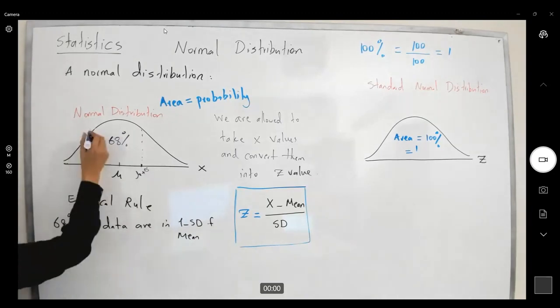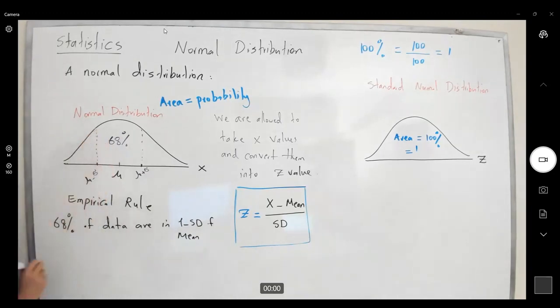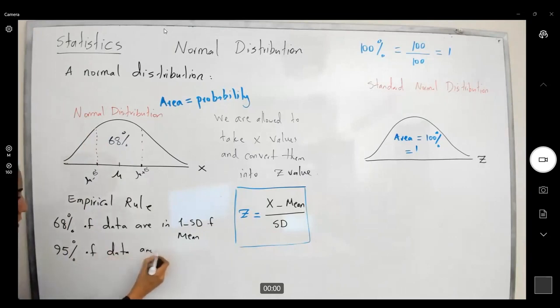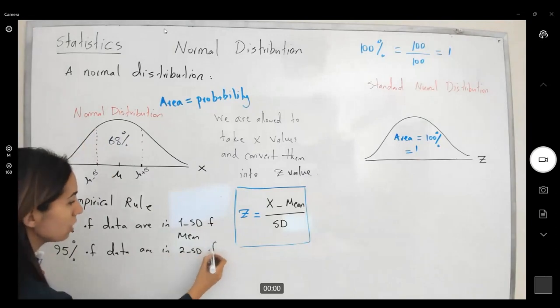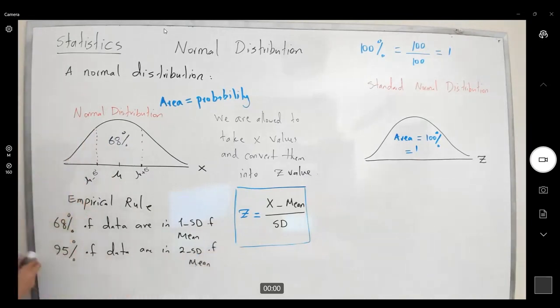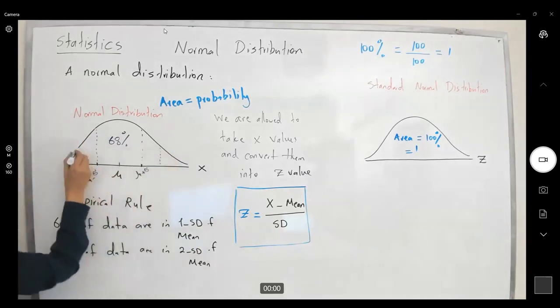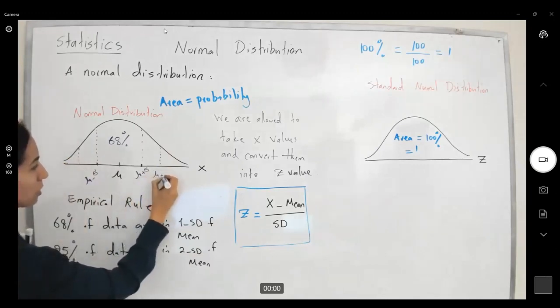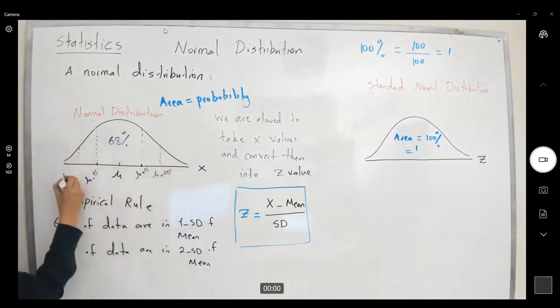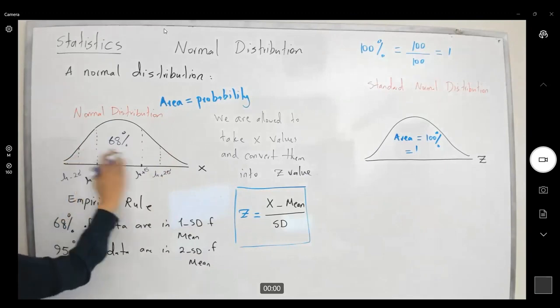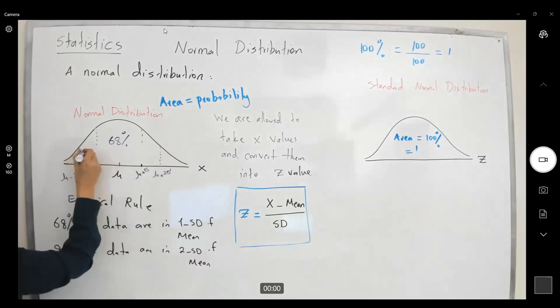You see that 95% of the data are within two standard deviations of the mean. So let's go further here: 95% of the data lies between mu minus two standard deviations and mu plus two standard deviations.